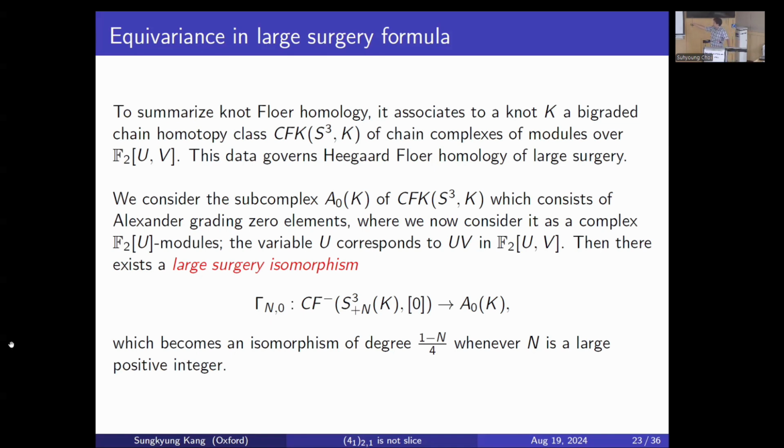And it can be considered as a complex of F2[U] modules, where U corresponds to U times V in knot Floer homology. Then, by counting some holomorphic triangles, you can define a large surgery map, which turns out to be a chain isomorphism from the plus n surgery with respect to the zero spin structure to the A0 subcomplex. It's an isomorphism of degree precisely (1 minus n) over 4, whenever you have a large enough slope parameter plus n.